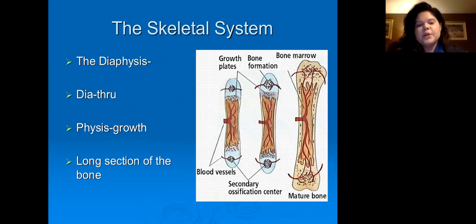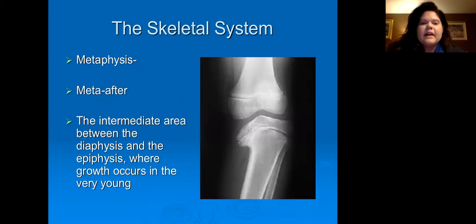Dia is going to be through, and then physis is growth. Long section of the bone. And this is just a depiction of growth plates, bone formation, blood vessels, and then a mature bone and bone marrow production, or bone marrow housing. A metaphysis, meta is going to be after, the immediate area between the diaphysis and the epiphysis, where growth occurs in very, very young children.